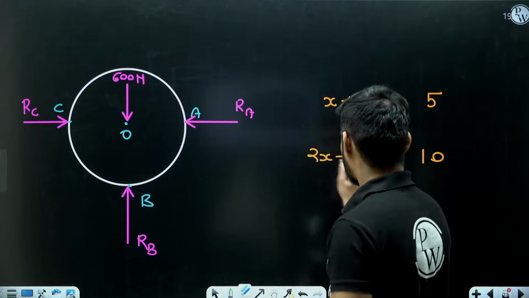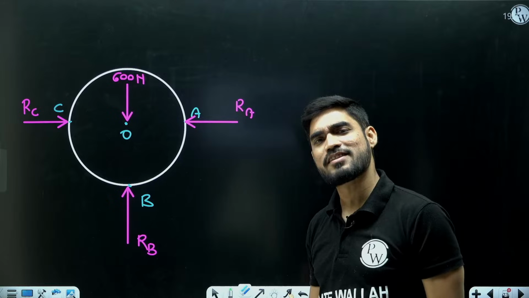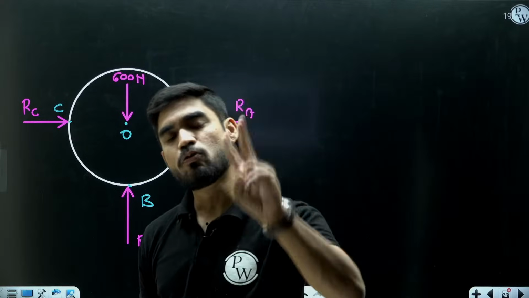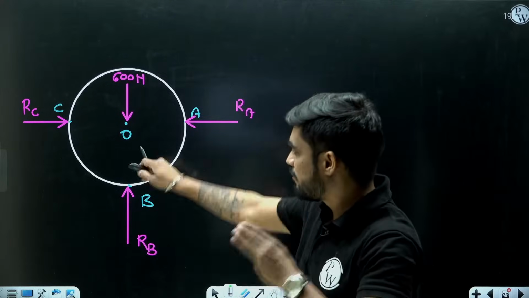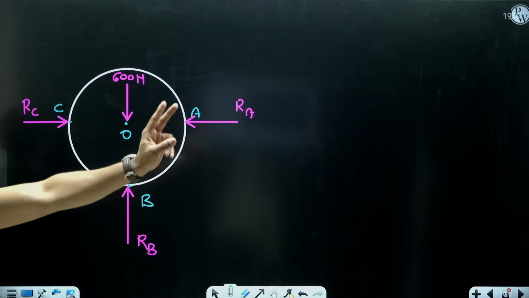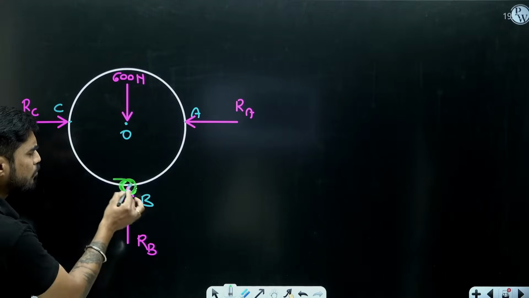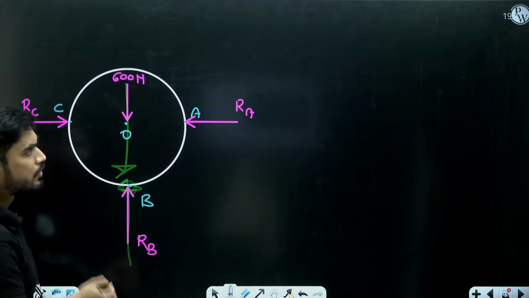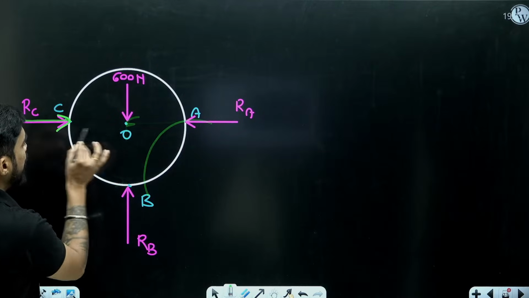So here beta, by taking moment at different points, you will get infinite equilibrium equations. So does that mean we have infinite equilibrium equations? No. We have only two independent equations here. In most problems we have three independent equations, but here we have only two. Even if you take moment at any point, you will never be able to solve the problem. Let me give you an example. If I take moment at B, moment of RB and moment of 600 both will become 0. Moment of RA will be RA multiplied by this distance and moment of RC will be RC multiplied by this distance.